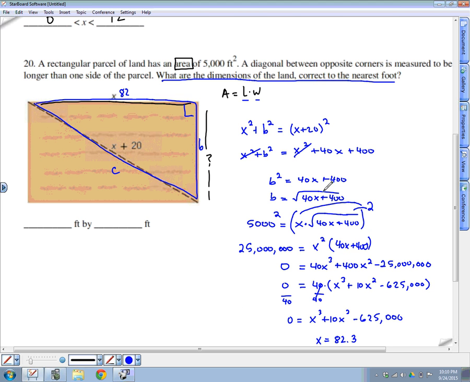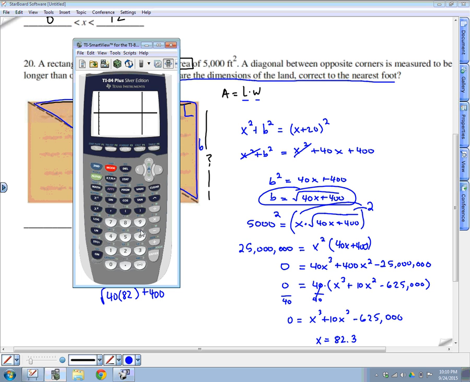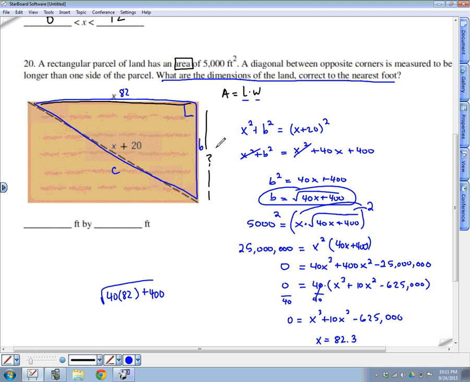And it says here that b is equal to the square root of 40x plus 400. And if we're considering x to be 82, then 40 times 82 plus 400, and then the square root of that is 60.66. So 61, it looks like.